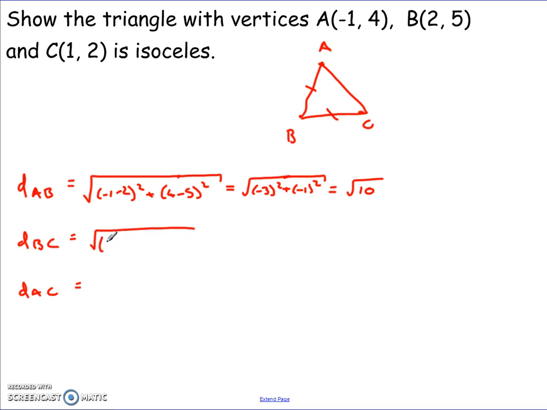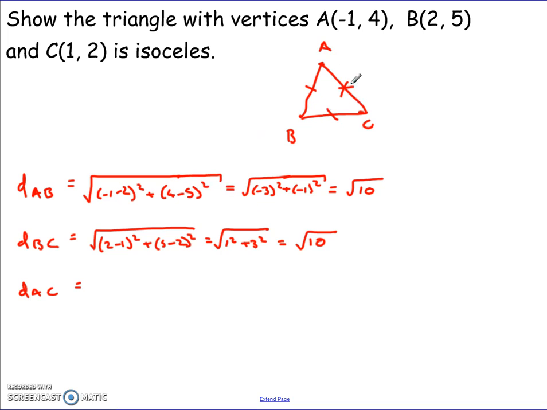In this case, it's the square root of 2 minus 1 squared plus 5 minus 2 squared. So that case gives me square root of 1 squared plus 3 squared, which in this case is the square root of 10. So what I've actually shown is AB is equal to BC. So these two sides here are equal to each other. What I want to show now is that this side is not the same.